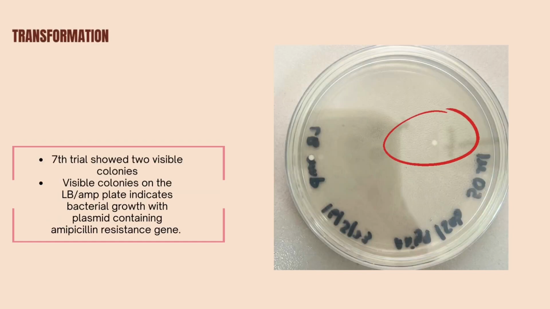For the 7th trial, the plate showed 2 visible colonies. After the possible causes have been troubleshot, a positive transformant was successfully obtained. The visible colonies on the LB ampicillin plate indicate bacteria growth with plasmid containing ampicillin-resistant gene. The gene allows the bacteria to grow and survive even with the presence of antibiotics.